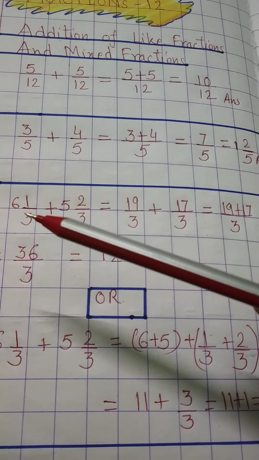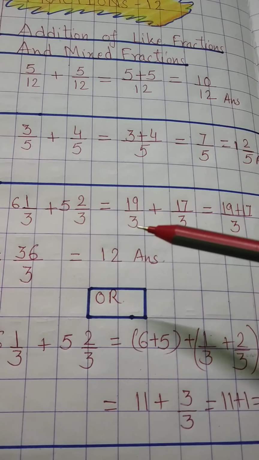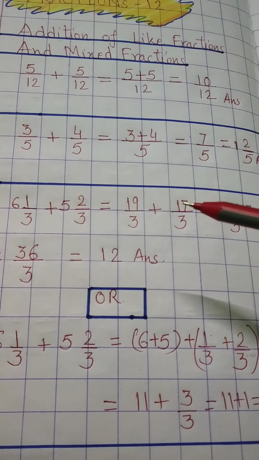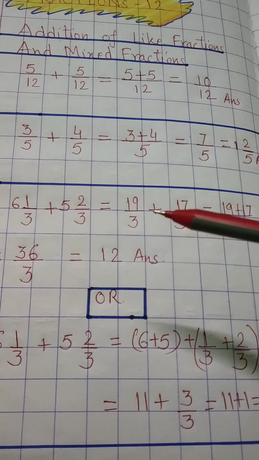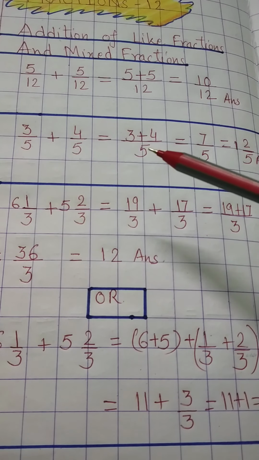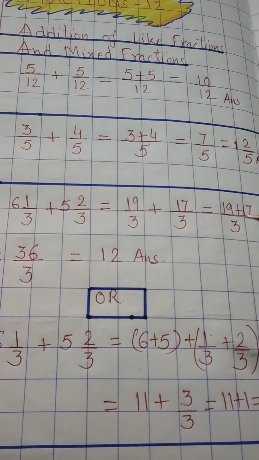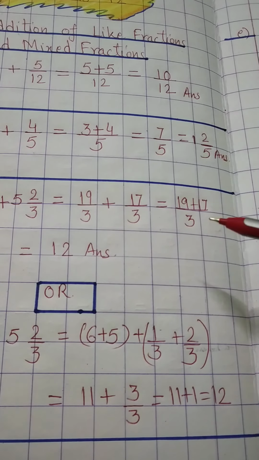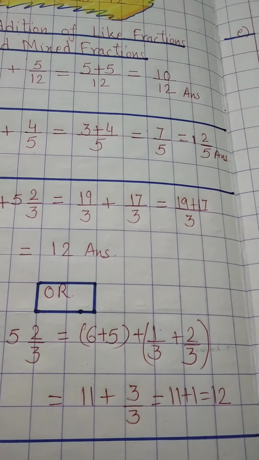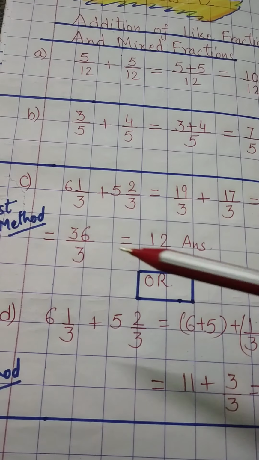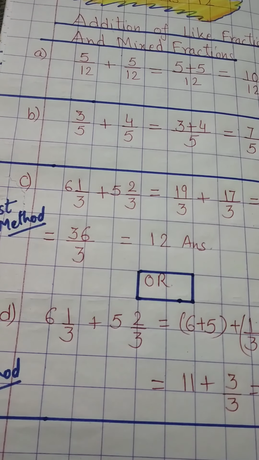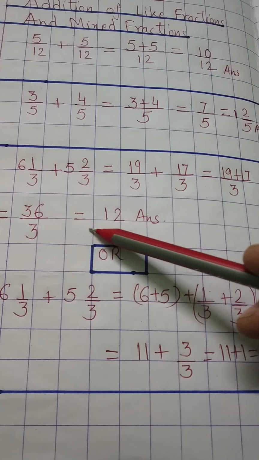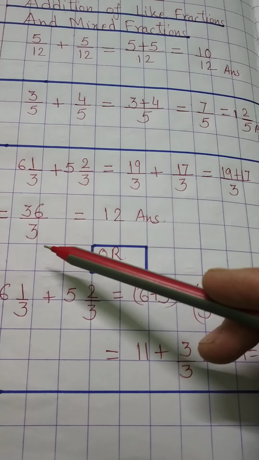So we will change 6 1 upon 3: 6 threes are 18, plus 1, 19 upon 3, plus 5 2 upon 3: 5 threes are 15, plus 2, 17 upon 3. Then it will become a fraction like this. Again we will add the numerators and write the denominator only once. So 19 plus 17 upon 3 will become 36 upon 3. Addition you can do. So see, 19 plus 17, 36 upon 3.